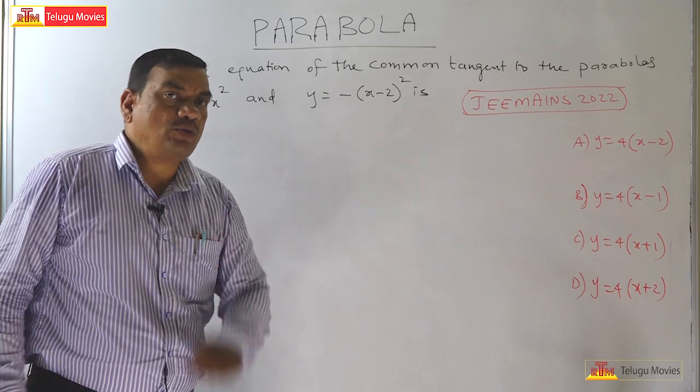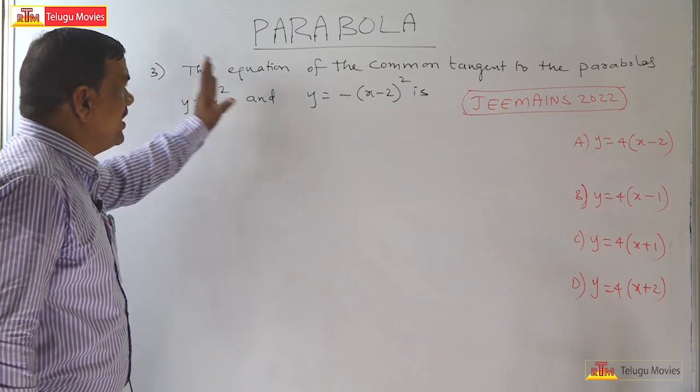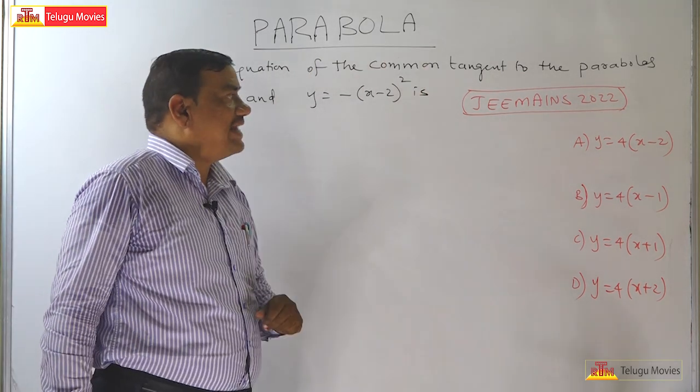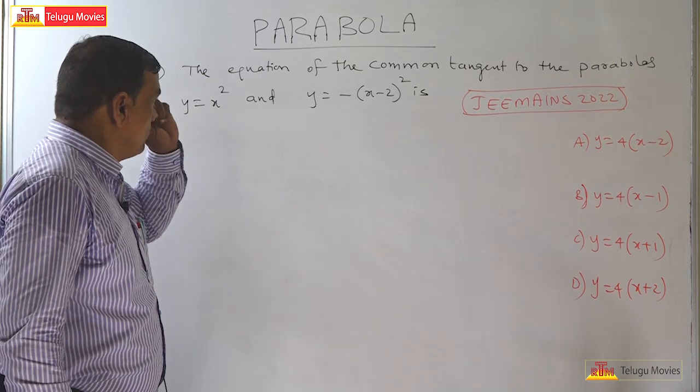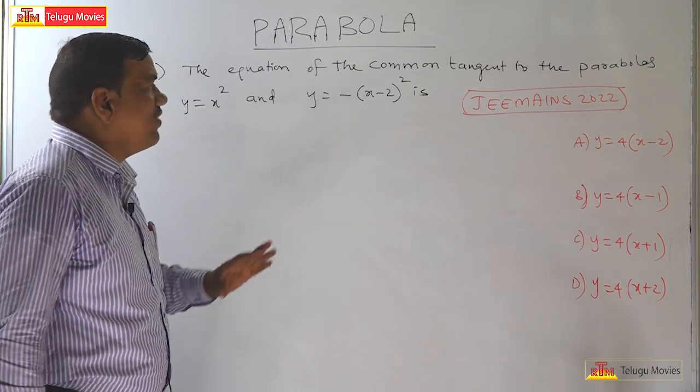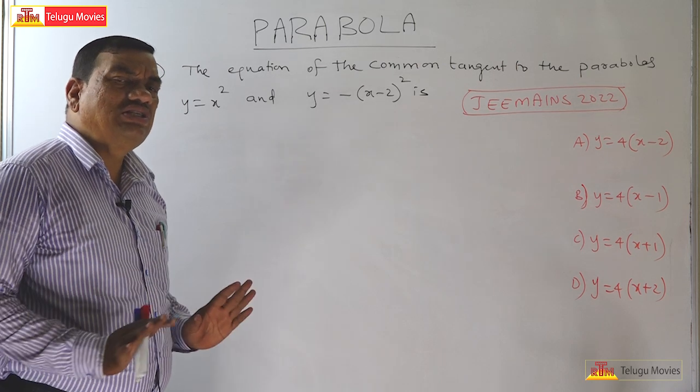Welcome to the next problem. The next problem is the equation of the common tangent to the parabolas y is equal to x square and y is equal to minus of (x minus 2) whole square. The question is very, very clear.